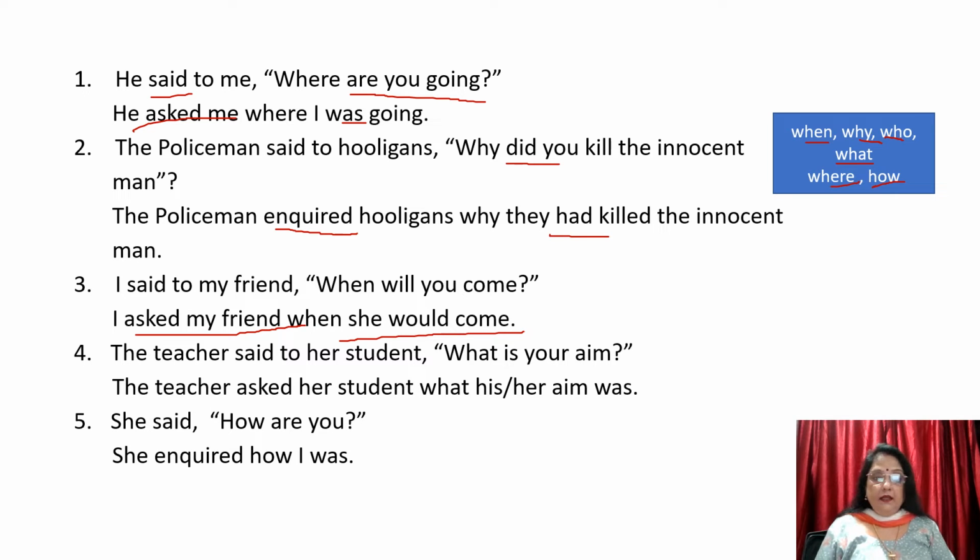Clear? The teacher said to a student, what is your aim? The teacher asked her student what his or her aim was. Question को हमने simplify कर दिया, एक simple sentence बना दिया और question इस तरह से पूछा भी और उसका tense भी change कर दिया. Okay? Because it is in present, so we changed into past.